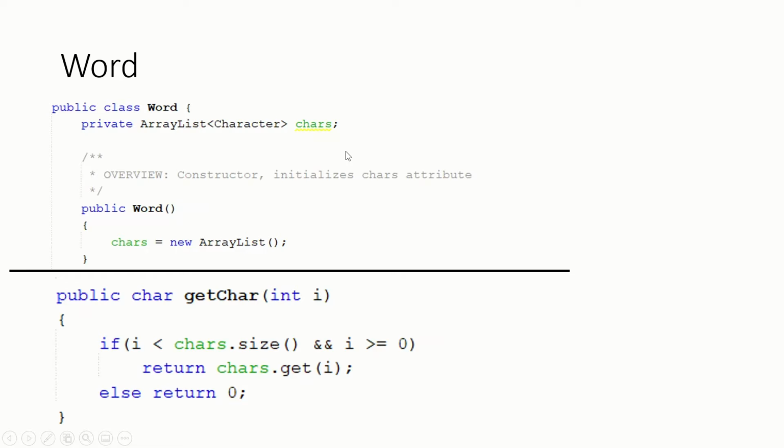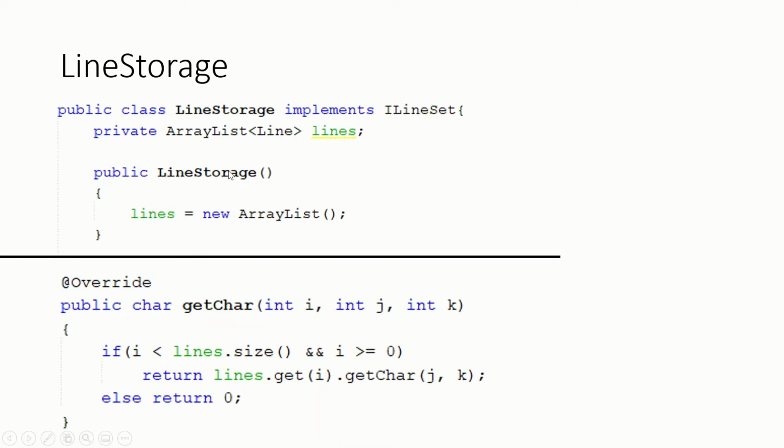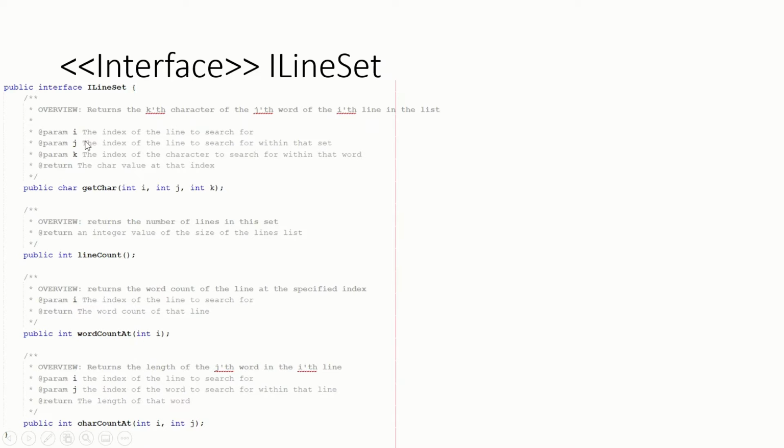A word is an array list of characters. The getCharacter method will return the character at the specified index. A line is an array list of words. The getCharacter method will return the jth character in the ith line. And line storage is an array list of lines. The getCharacter method will return the kth character in the jth word in the ith line with all of the specified indices. And that implements the iLineSet interface.